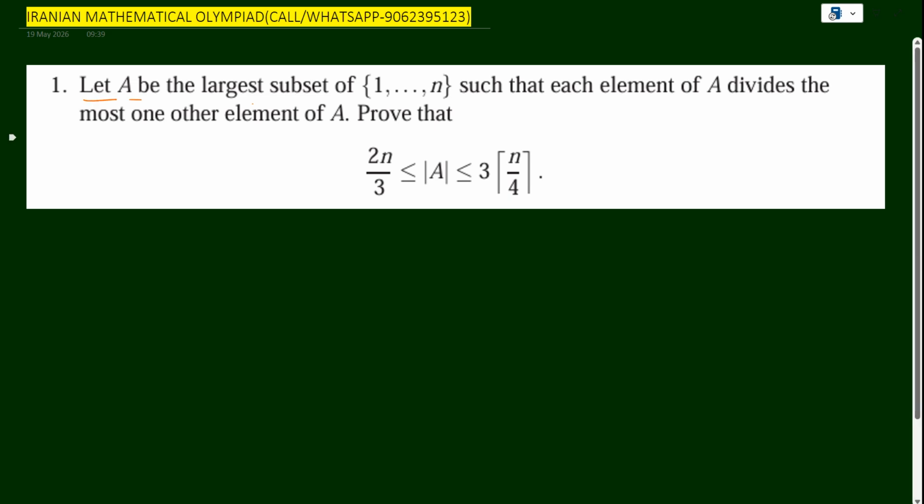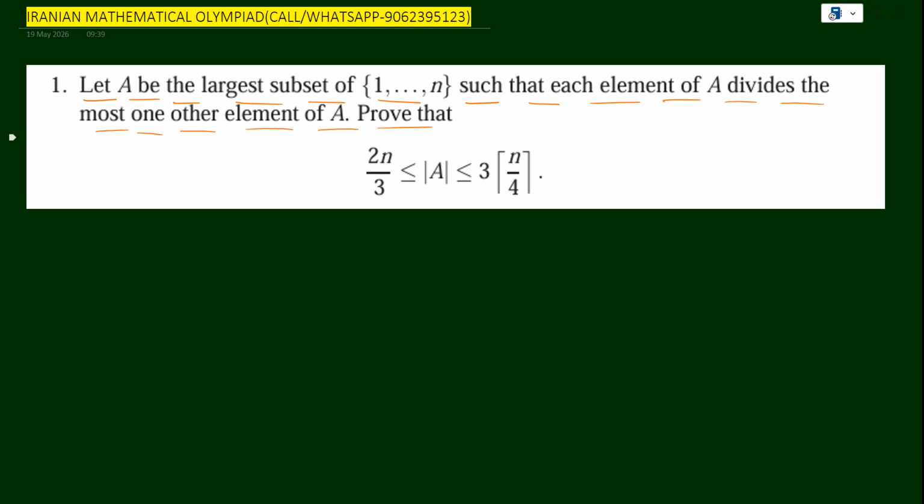Let A be the largest subset of 1 to n such that each element of A divides at most one other element of A. Then prove that 2n by 3 is less than or equal to mod of A, and this is less than or equal to 3 into n by 4.